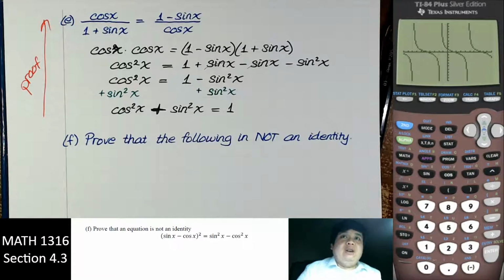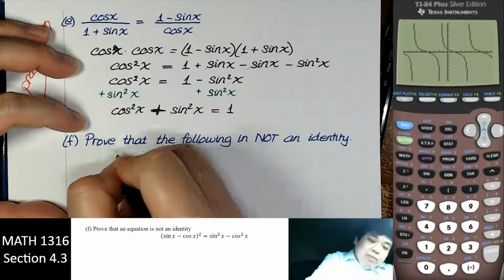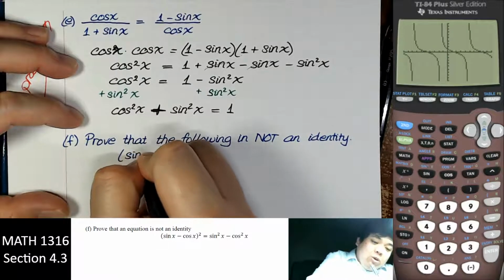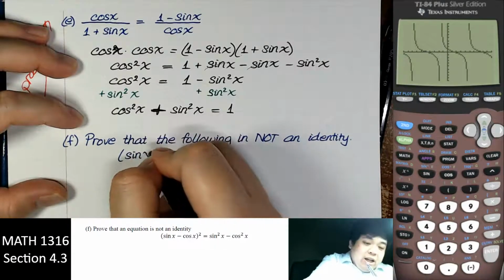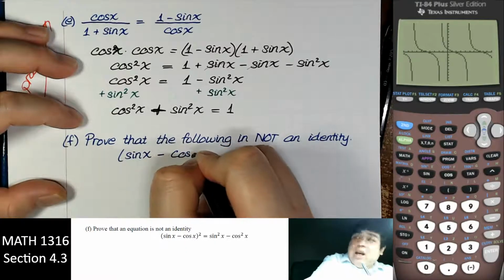Of course, if you have a graphing calculator that graphs in color, they graph in different colors, and that's very easy to see. But that also works out just fine. What we're trying to show here is that it is not an identity, meaning that the graphs will not be identical.